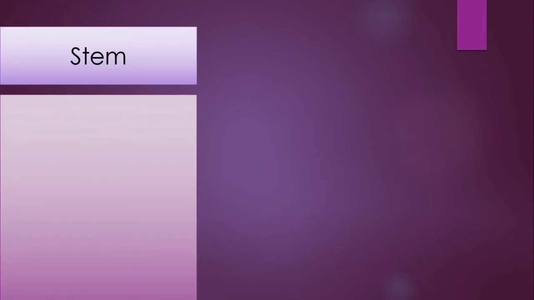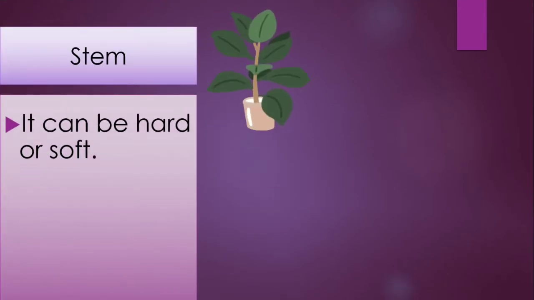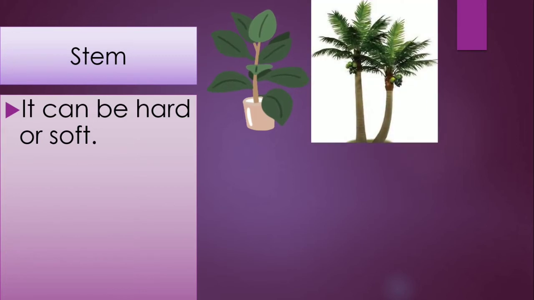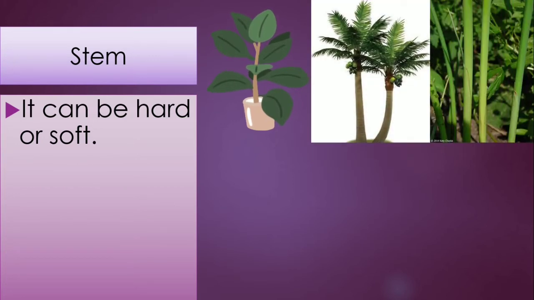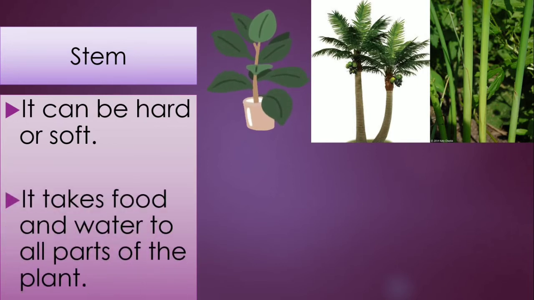Next, stem. It can be hard or it can be soft. The stem depends upon what type of plant it is. The stem is hard in trees and very soft in herbs. Like this, it can be hard or soft in nature.